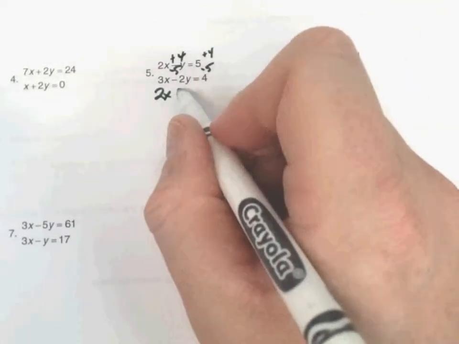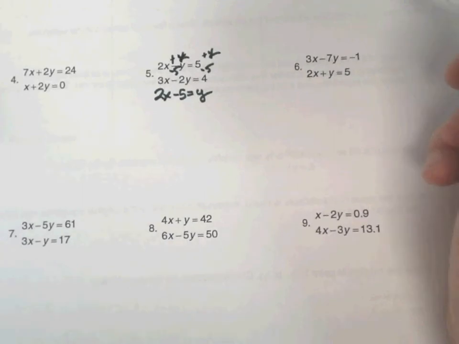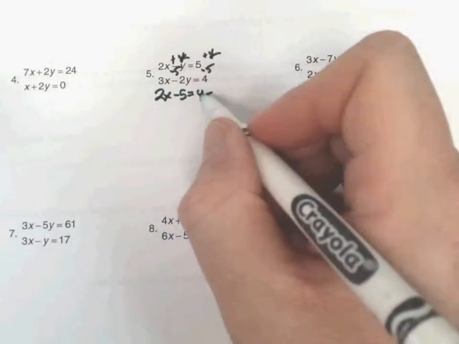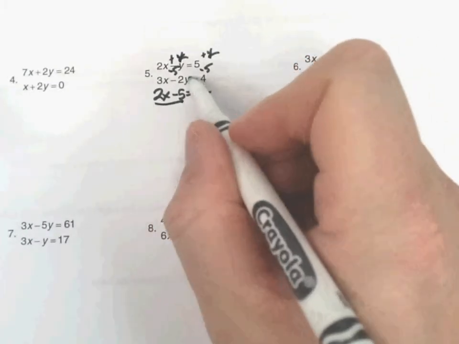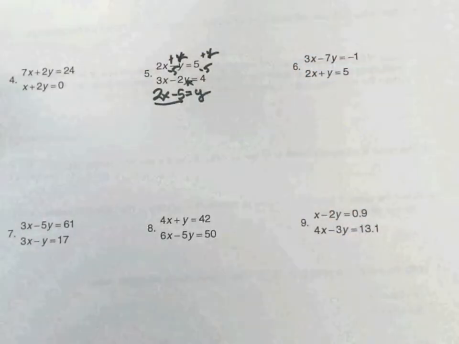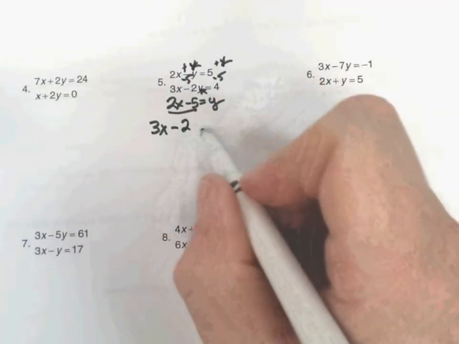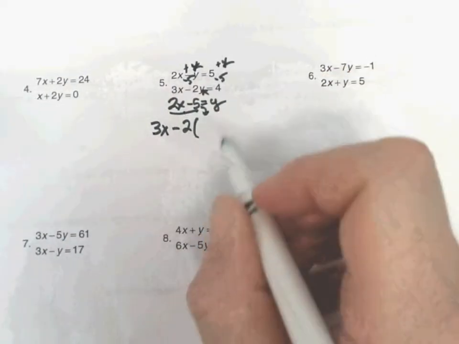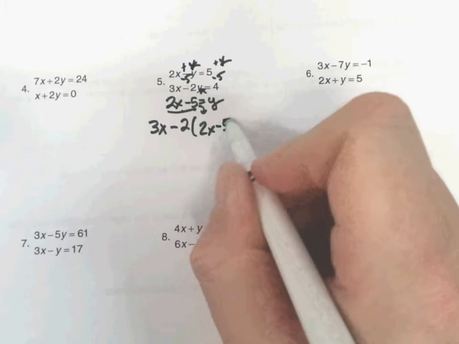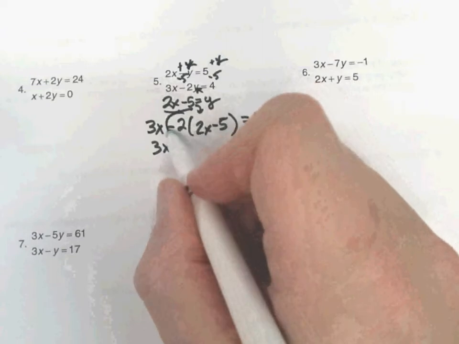So I end up with 2x minus 5 equals a y. Should make that more obvious that those are y's. So I added a y each time, so now I have a positive y. Now I need to substitute the value of this y, which is 2x minus 5, into this equation. So it'll look like this. 3x minus 2 and our value of y, which is 2x minus 5. It goes right into these parentheses. And that's going to equal 4.